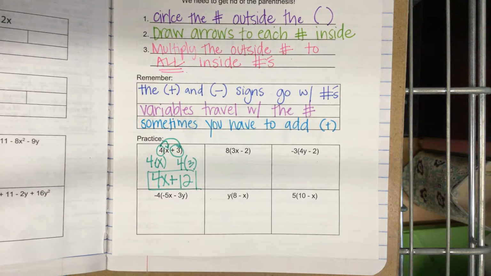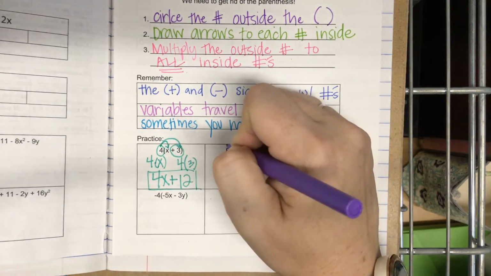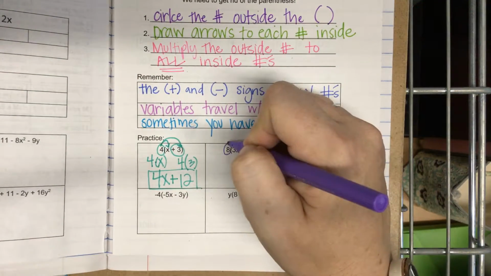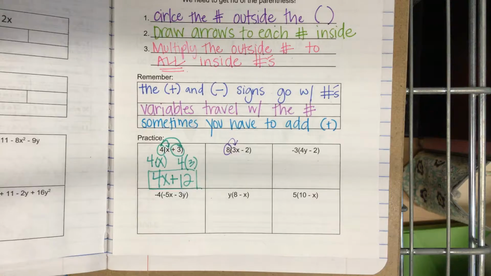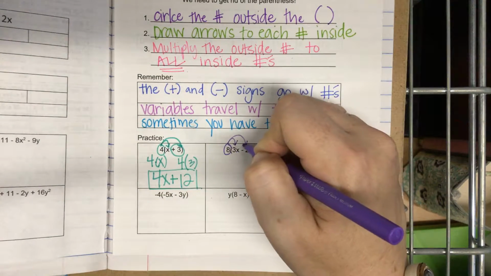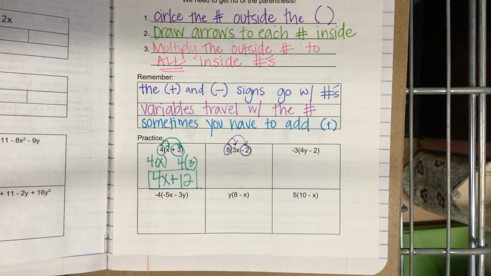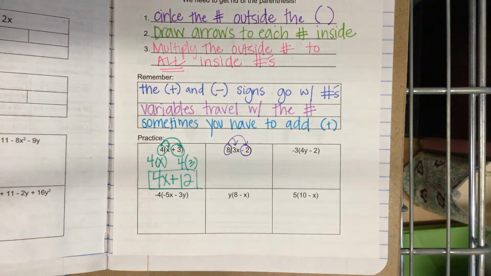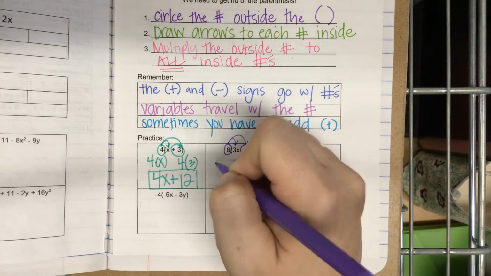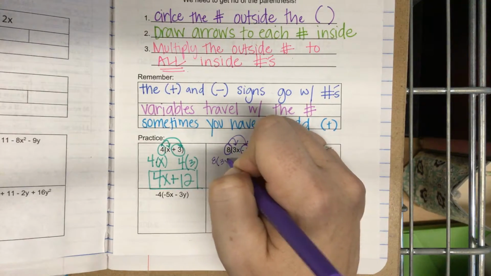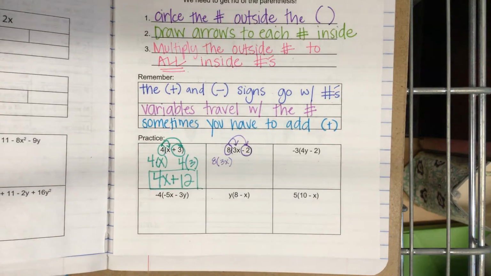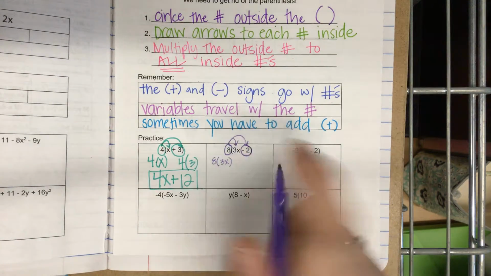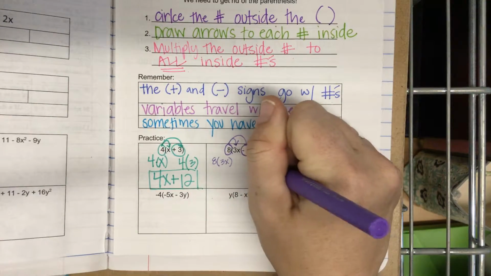Let's do the next one. What gets circled? 8. And I'm going to draw an arrow to the 3x, correct? And I'm going to draw an arrow to the negative 2, because that minus sign belongs with the number. Plus and minus signs go with the numbers. I'm going to write down everything. 8 times 3x. That's what that first one means. And then I'm going to write down the second one. 8 times negative 2.